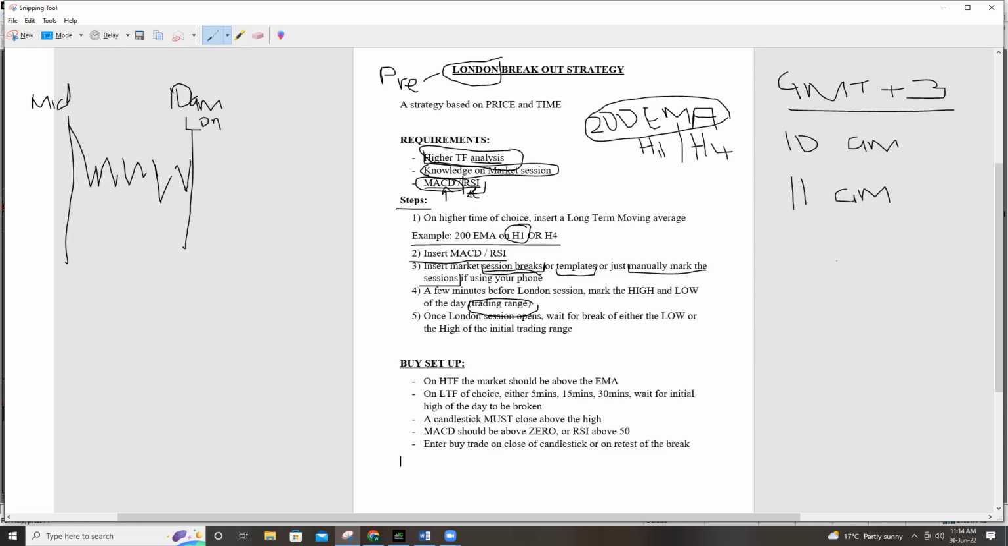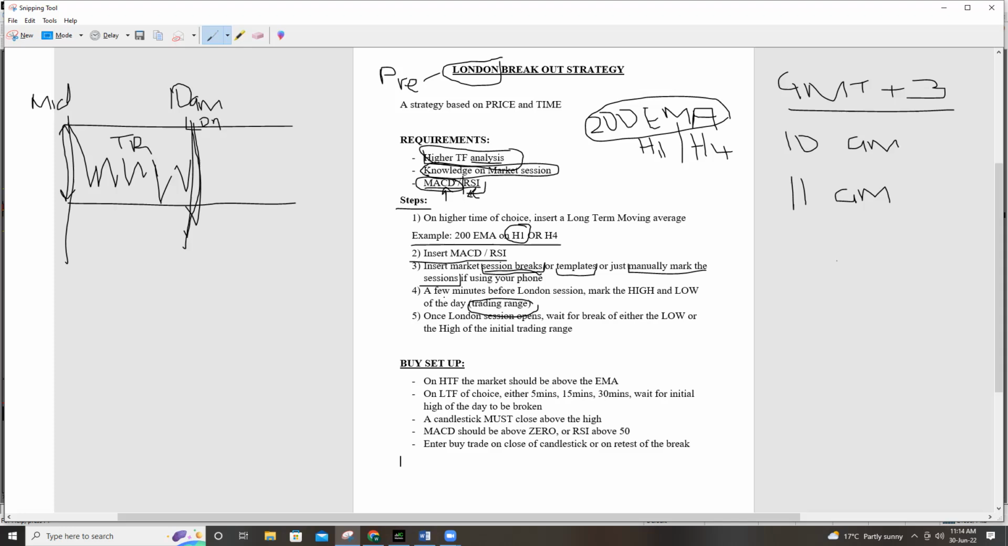What step 4 is saying is that you're supposed to mark the high before 10 a.m. and the low before 10 a.m. This part here is what we call the trading range. Okay? The high, we usually call it the initial high, the initial low, or you can say the Asian session high and Asian session low before 10 a.m. or before London session. So you've marked this, and this is the trading range.